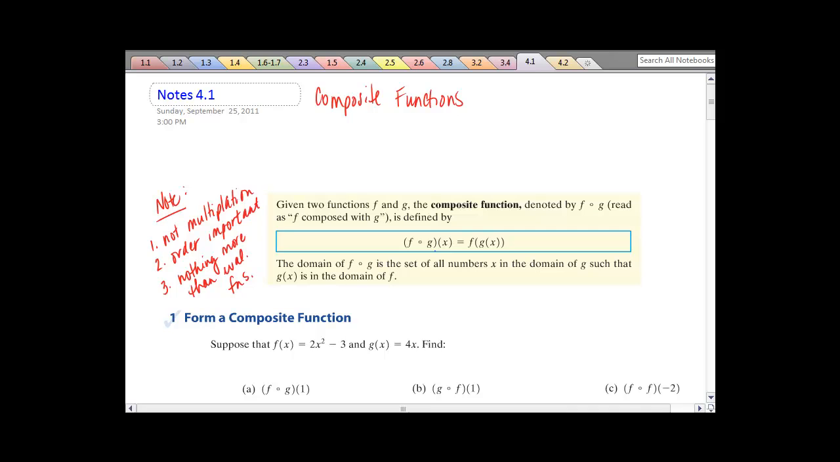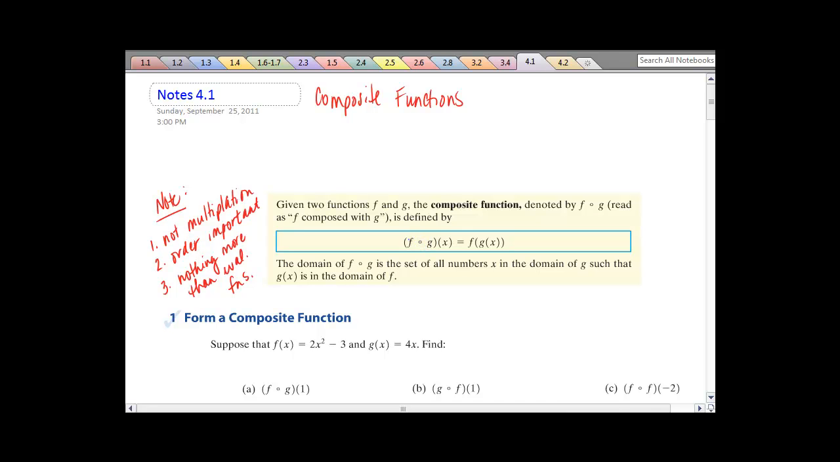This will be clearer in just a minute when we explain it, but that's what a composite function is. It's where you evaluate some function, get an answer, and then evaluate the next function at that answer. Something I want to make clear here: when we talk about composite functions, this little open circle does not mean multiplication.